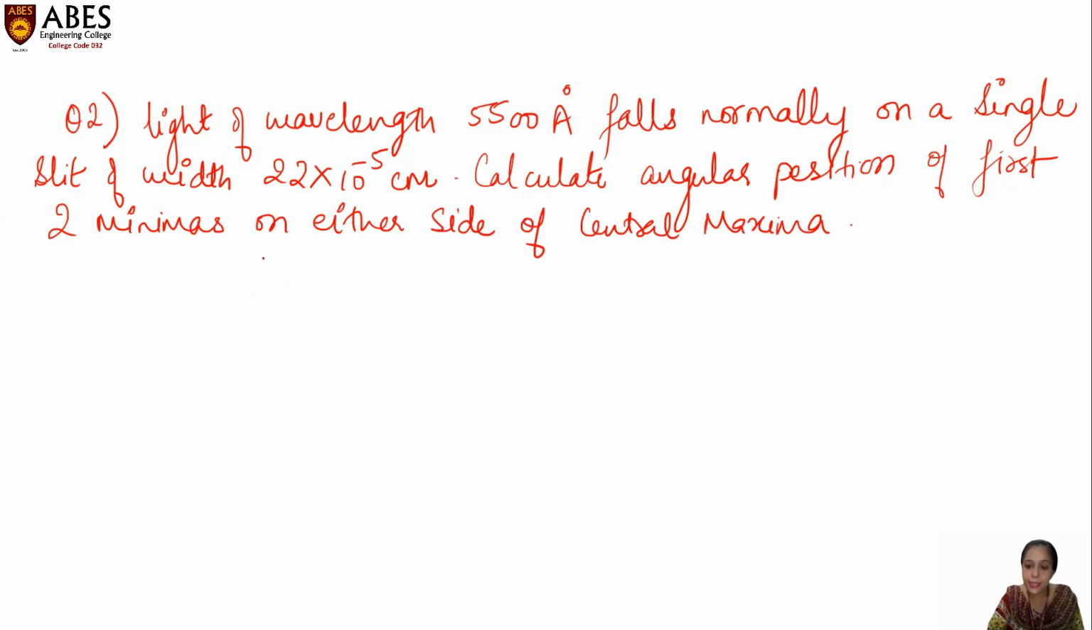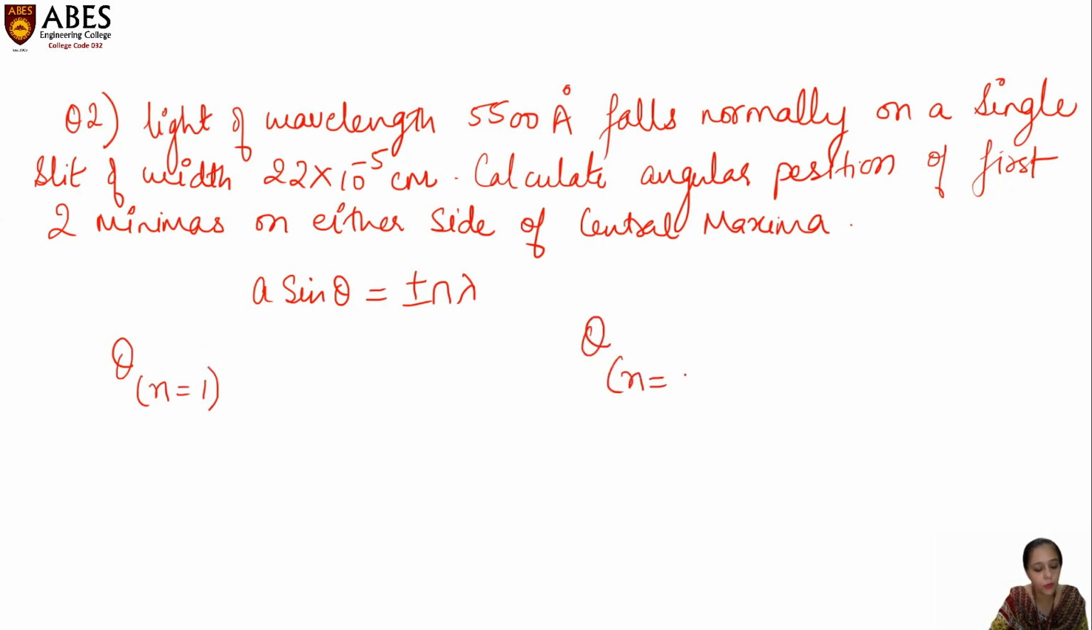For single slit, we are going to have the formula a sin θ = ± nλ. So what we have to do? We have to find θ for n = 1, and then we have to find θ for n = 2. θ is given by sin θ = nλ/a.